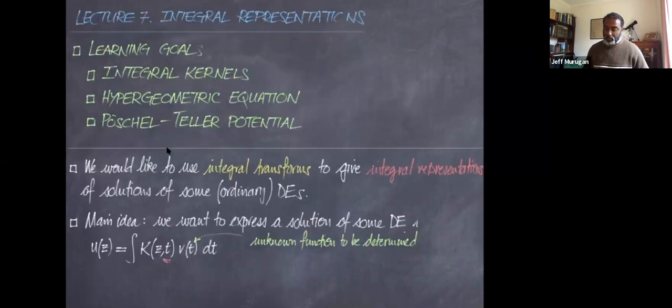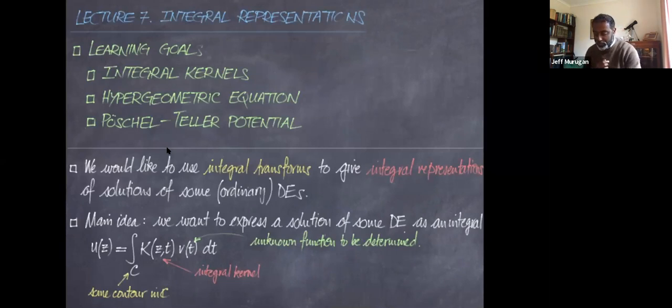And this is, then, let's go back to our learning goals. So we want to introduce the idea of integral kernels, which I just did. The example that we're going to be working with primarily is an equation that one encounters in the physics of the hydrogen atom, for example, called the hypergeometric equation. And then we'll do a particular example of a quantum mechanical particle moving in a particular potential called the Purcell-Teller potential.